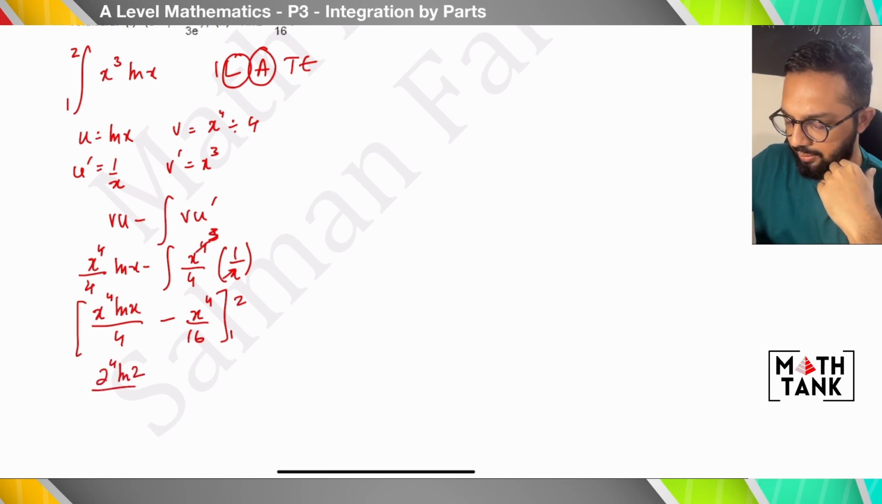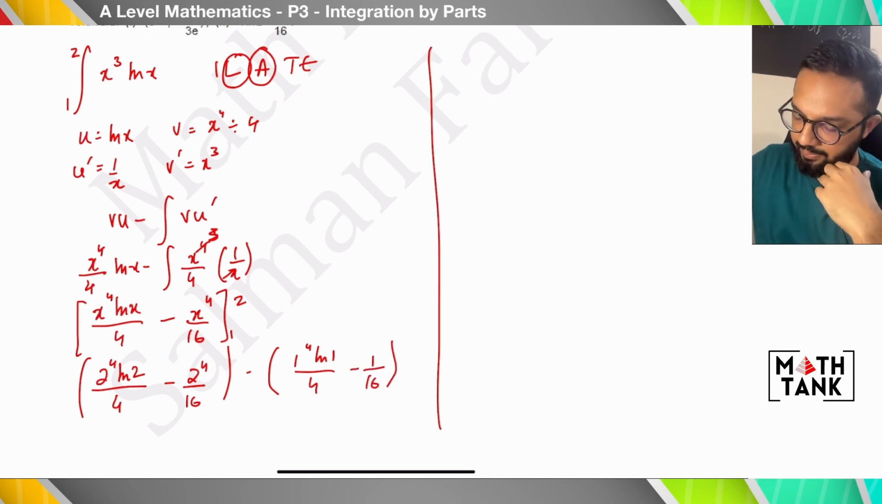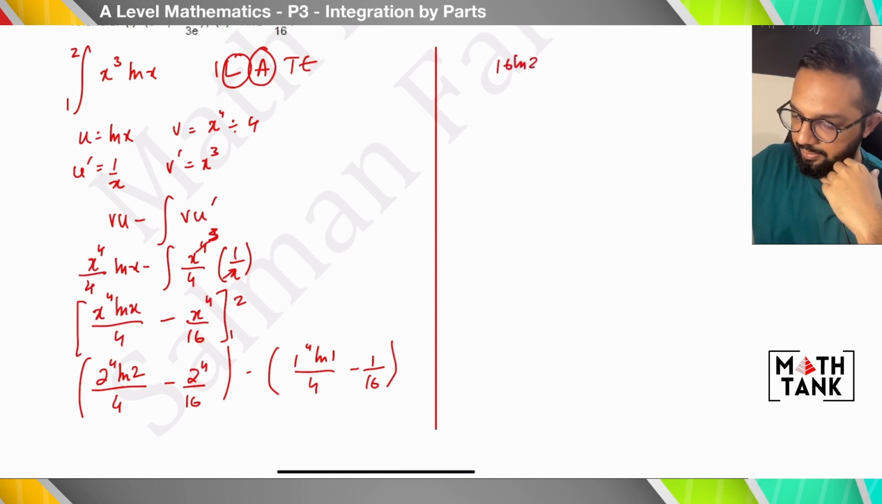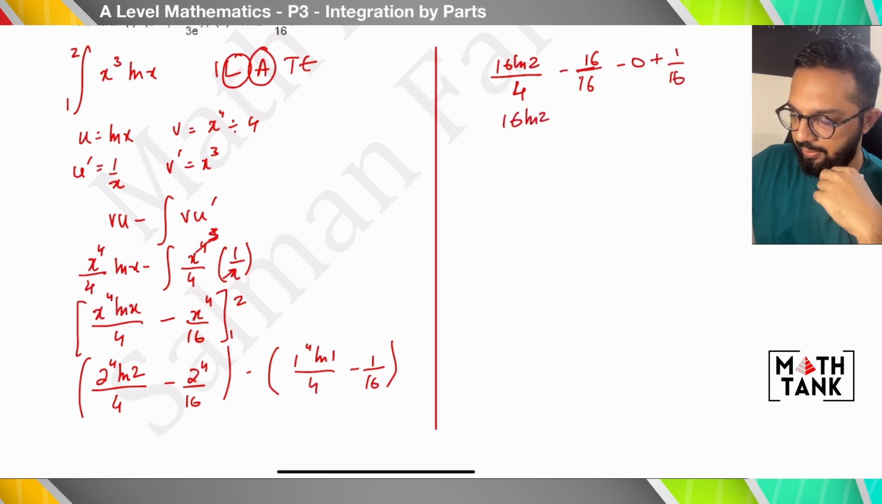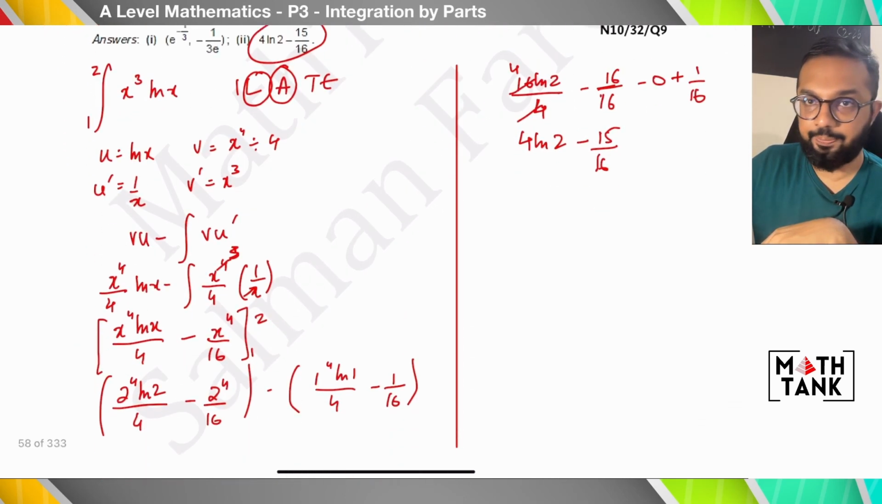So 2 power 4 ln 2 over 4 minus 2 power 4 over 16. 1 power 4 ln 1 over 4 minus 1 over 16. So that gives me 16 ln 2 over 4 minus 16 over 16 minus 0 plus 1 over 16. So 16 ln 2 over, not 16 ln 2, that's 4 ln 2. 4 ln 2 minus 15 over 16. Yes, that is my correct answer.